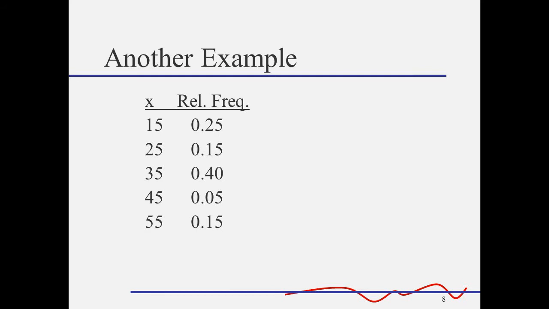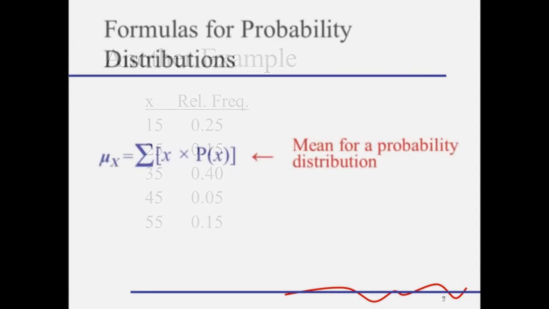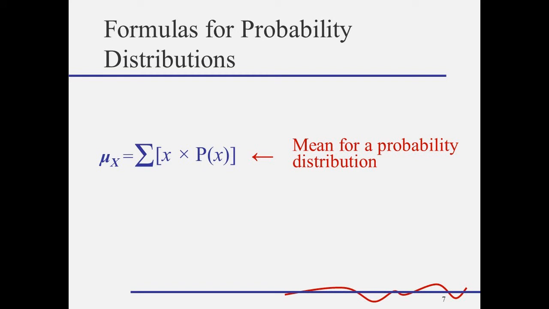I don't know anything about what X measures. This is just an example I found in the book. So do I know if they listed all the values for X? It appears that they did because all the probabilities add to 1. So let's look at the formula again. To find the mean of the probability distribution, we take every X and its probability and we multiply them. Then we take the sum of all those values and that's the mean.